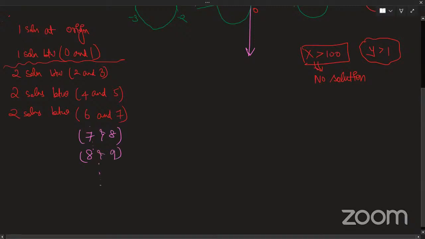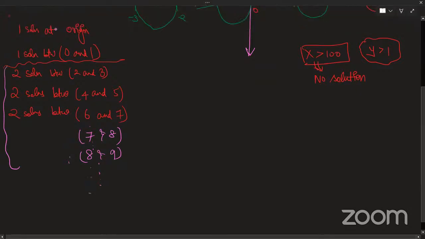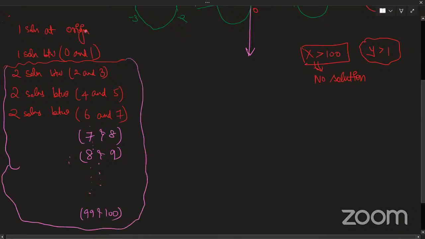You can just count. How many will be there? Like this, how many will be there? I only need to think till 99 and 100, right? So my last set of solutions will be between 99 and 100. After that, I will get no solution because my value of y will be greater than 1.